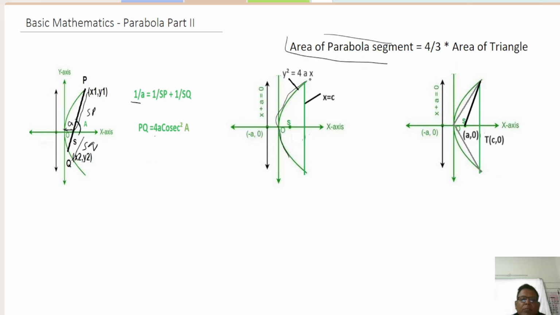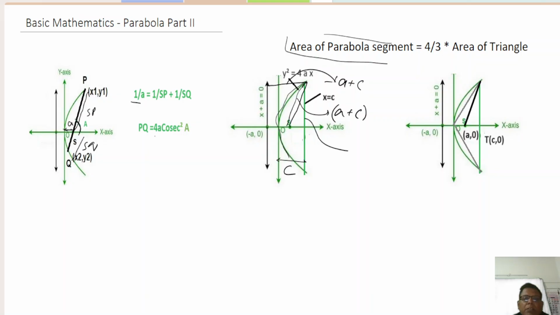Suppose this is y square is equal to 4ax and this is the line x is equal to c. That means from here to here it is c, and this distance will be equal to this distance, and this is nothing but a plus c. So this distance will also be a plus c.